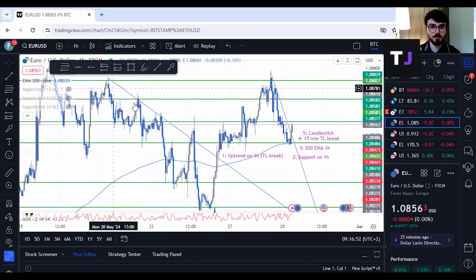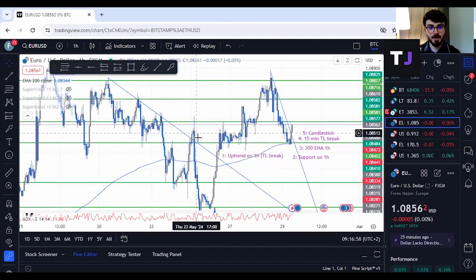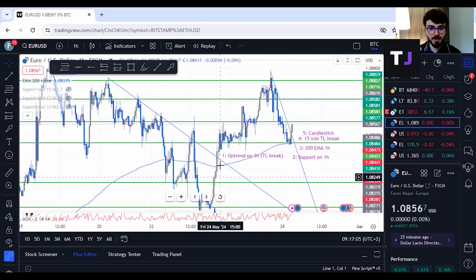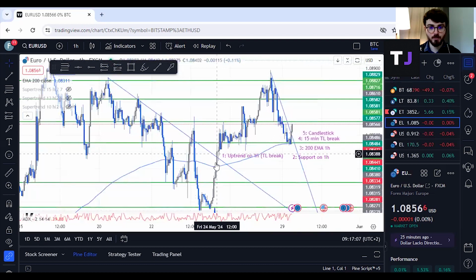Here we have the uptrend on the 1 hour, because as you can see here, there was a downtrend going on. And I made a trend line here to show that the price was going down and further down. But then there was a reversal here and we broke this downtrend. And as you can see, we started to make a higher high and a higher low as well. So because of that, I was now certain that we are in an uptrend.